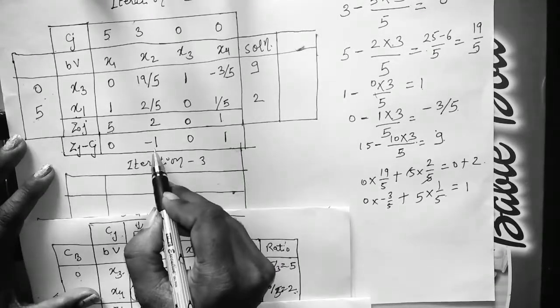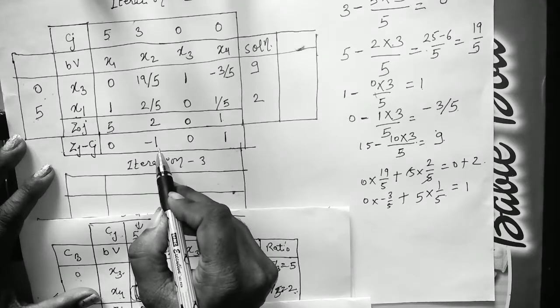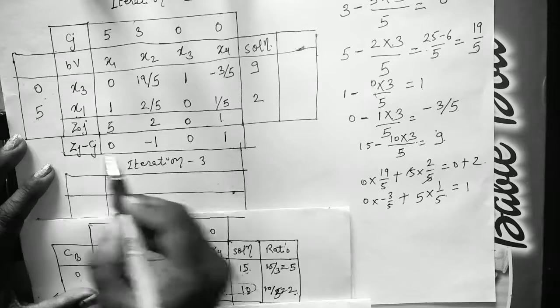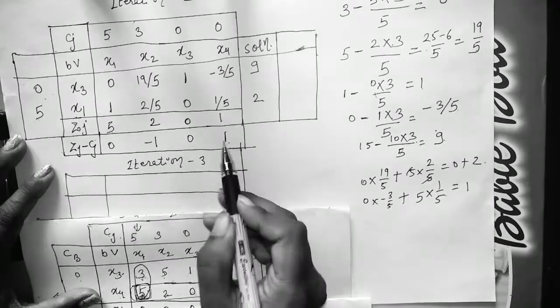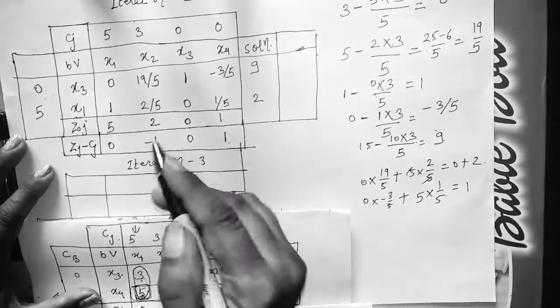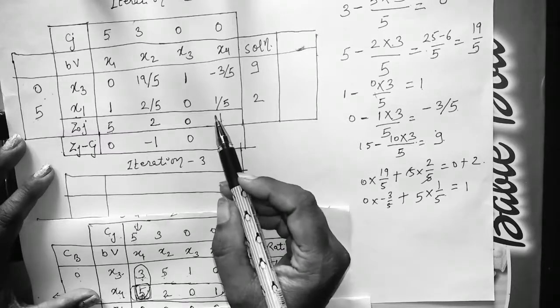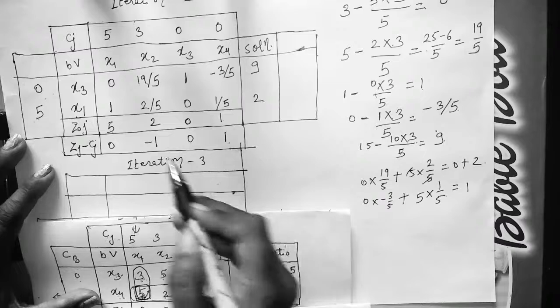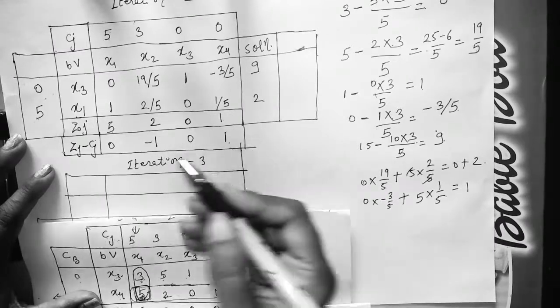Again, there is one negative value, and for the optimum solution all the values of Zj minus Cj must be greater than or equal to 0. So this is not the optimum solution. So for getting the optimum solution we have to construct iteration 3, or the third simplex table.